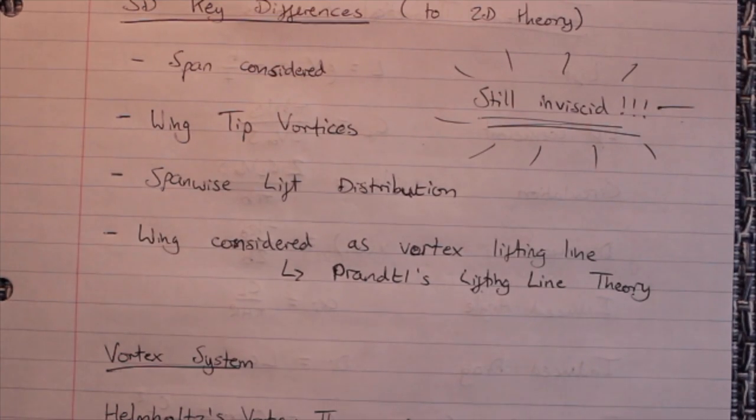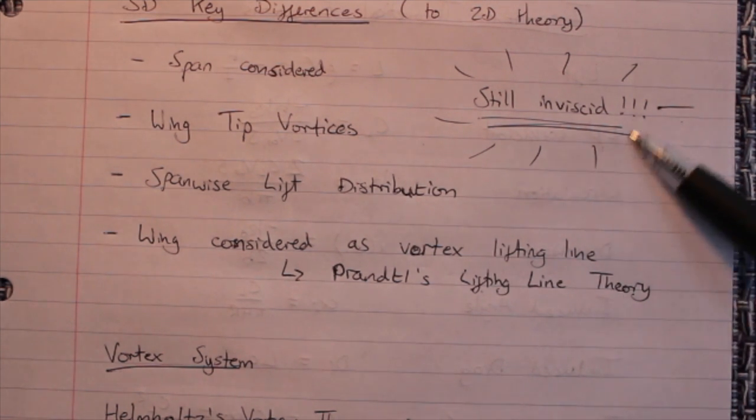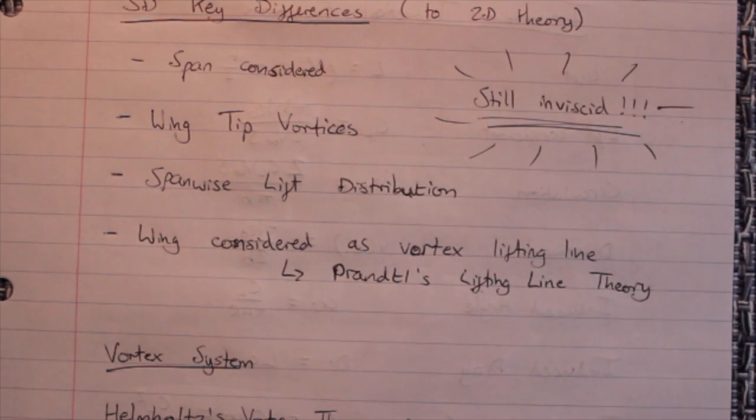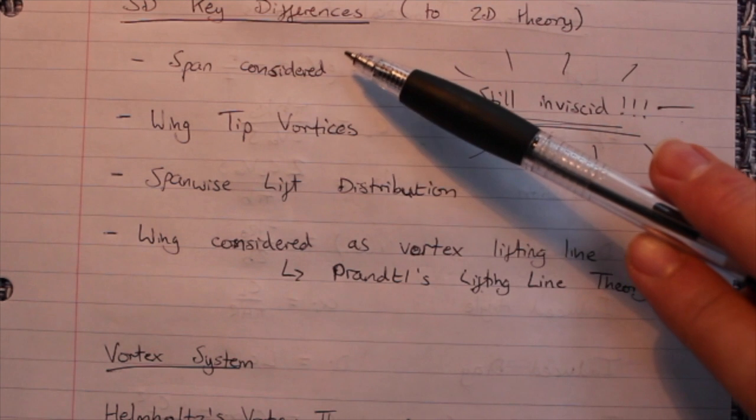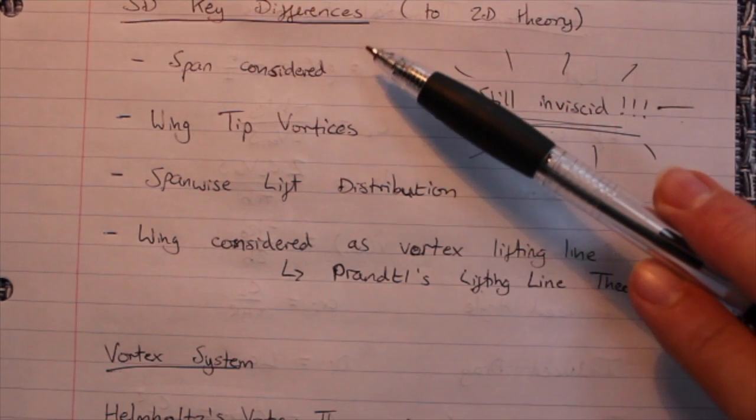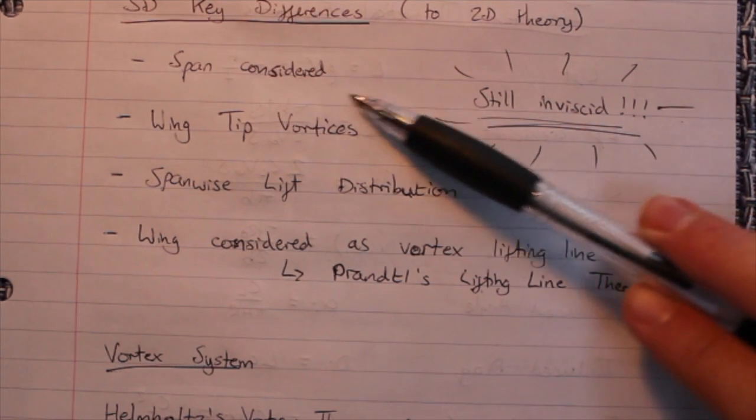Now we're going to talk about some of the differences and similarities between two-dimensional theory and this three-dimensional theory. The key point being that they are both inviscid theories, so we're not considering any viscous effects from the air. One of the main things is that we are considering the span in these equations, where our equations before were per unit span.